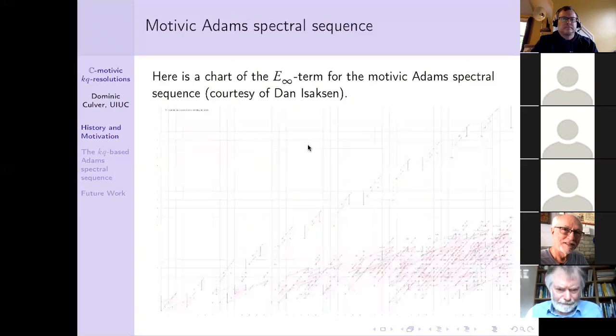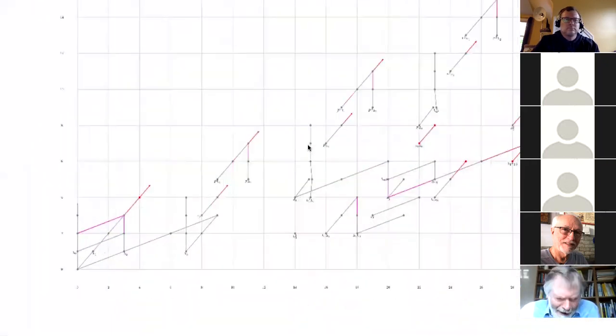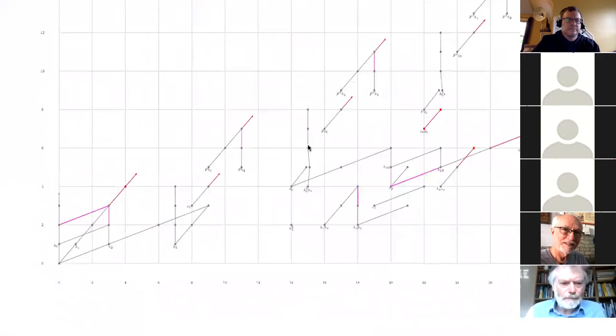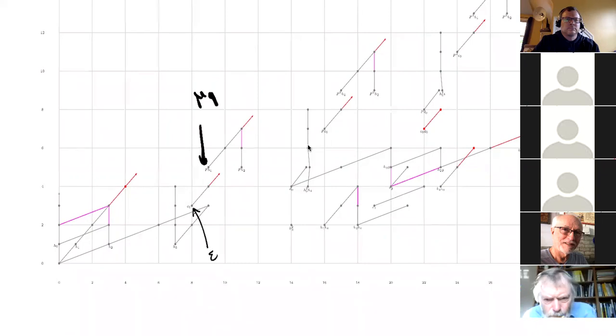All right, so great. Here's a picture. I took this picture from some Adams charts that you can find on Dan Isaksen's website. This is the E infinity term of the motivic Adams spectral sequence. Let me zoom in here. This thing here is mu9, and this thing here is epsilon.